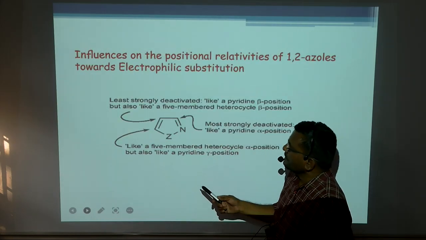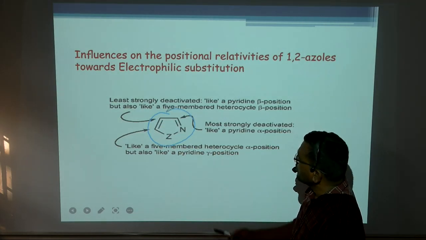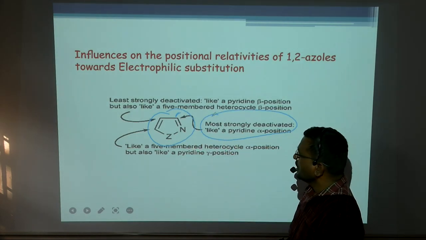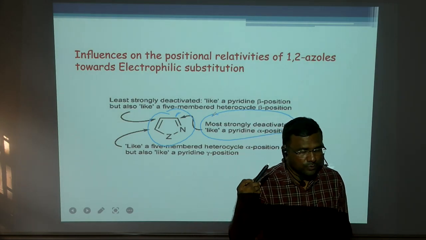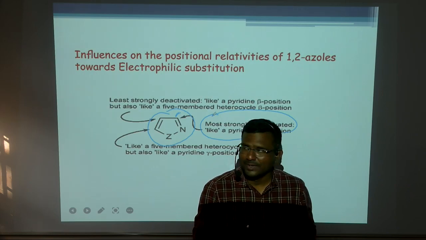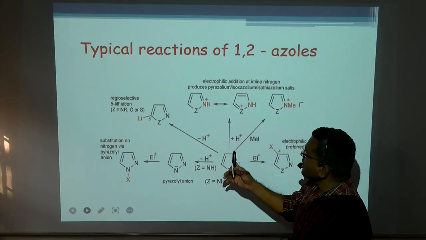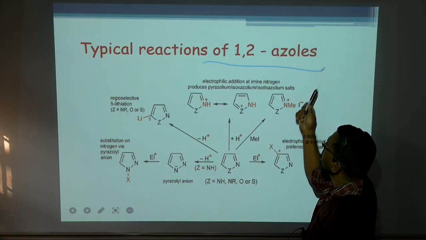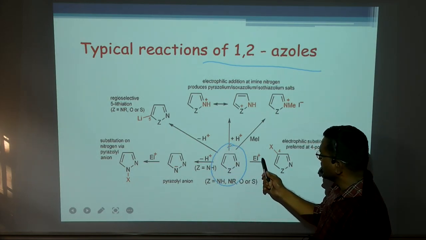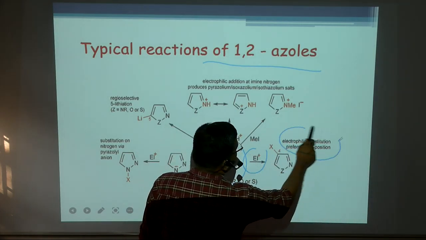Now similarly, this is the structure of 1,2-azole, and in case of 1,2-azole, position number 3 is more strongly deactivated. If you remember, in case of 1,3-azole, position number 4 is strongly deactivated. Now again, these are the typical reactions of 1,2-azole. This is the general structure of 1,2-azole. And look at here, electrophilic substitution in case of 1,2-azole takes place at position number 4. Are you getting?